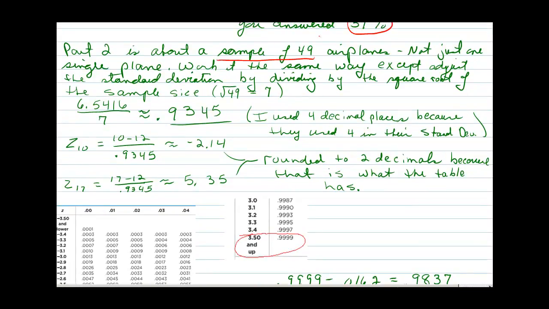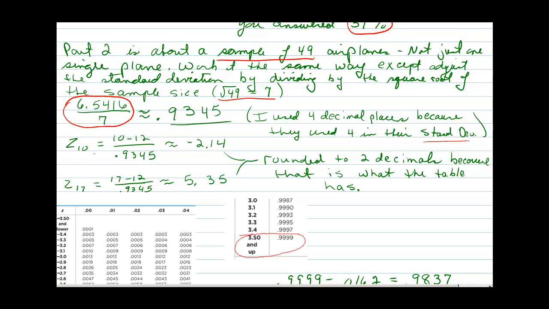Part 2, you're going to do the exact same thing, but we're dealing with a sample of size 49. We learned in class that when we have a sample and we're doing z-scores, we need to adjust the standard deviation by dividing by the square root of the sample size. The square root of 49 is 7, so our new standard deviation is 0.9345. I used 4 decimal places because they used 4 decimal places when they gave their standard deviation.